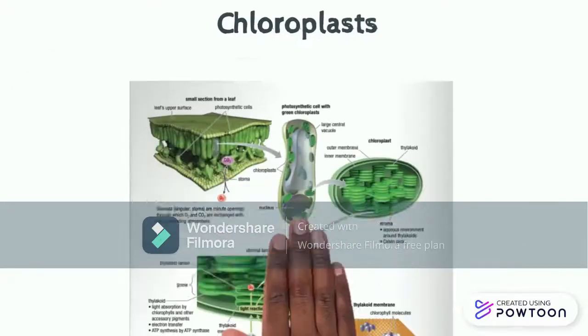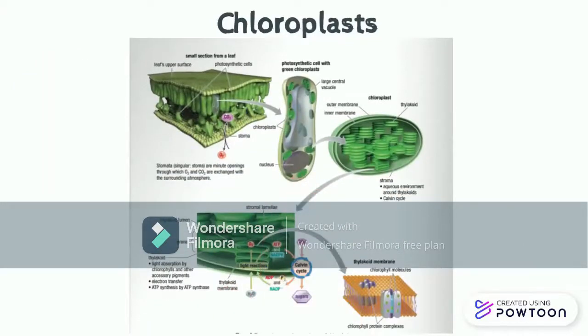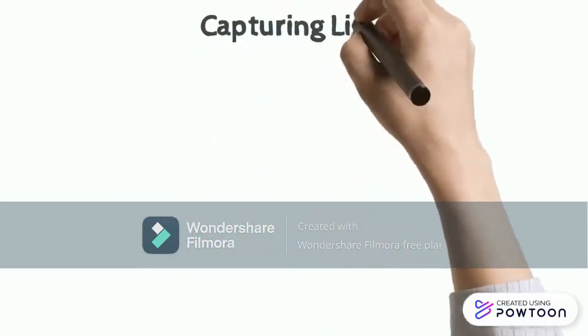Fun fact, the thylakoid membrane is what gives leaves their green color because of the chlorophyll and other pigments that are embedded within it. Looking at this diagram, we can see that in a small section of a leaf, there is a photosynthetic cell with green chloroplasts, and inside each of these chloroplasts, there are thylakoid membranes. This diagram also shows us where the light reaction occurs in the thylakoid membranes and how it ties in with the Calvin cycle.